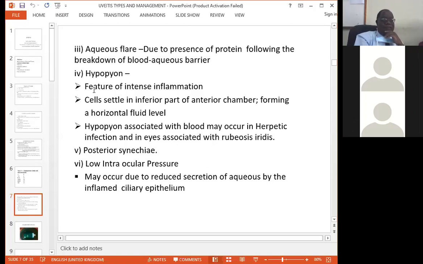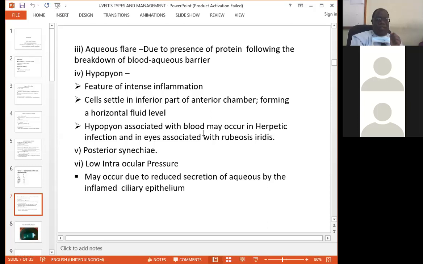Hypopyon is a feature of intense inflammation. Inflammatory cells will come into the aqueous, but with time, those cells settle inferiorly. And you will find now there is a white fluid level in the anterior chamber inferiorly. That's what we refer to as hypopyon.